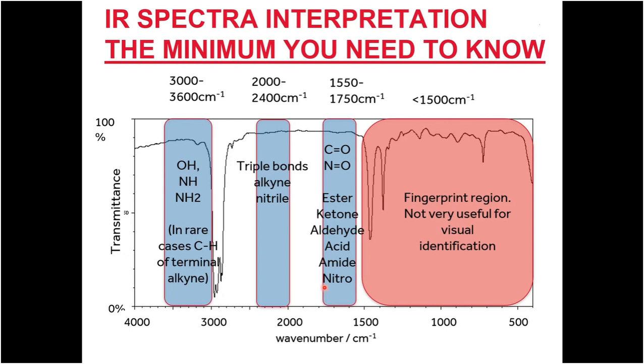Now, the final region that you need to know about is the fingerprint region. This is the region below 1500 wave numbers and can be seen here. This region you only need to know about because you don't need to use it. So it's not useful for identification of functional groups because you tend to get a lot of vibrations within this region. So you need to know where these three regions lie in the infrared spectrum and which functional groups will give absorbances within those regions. But for the fingerprint region, you simply need to know that you don't need to use it.